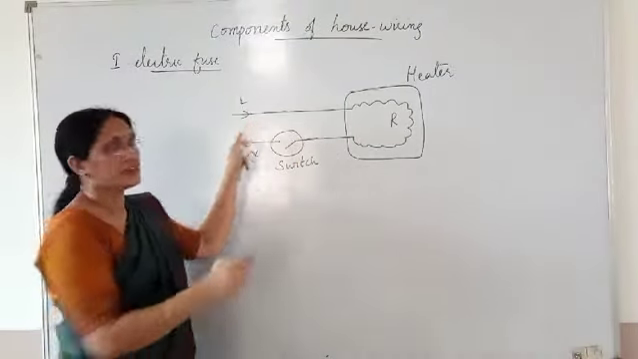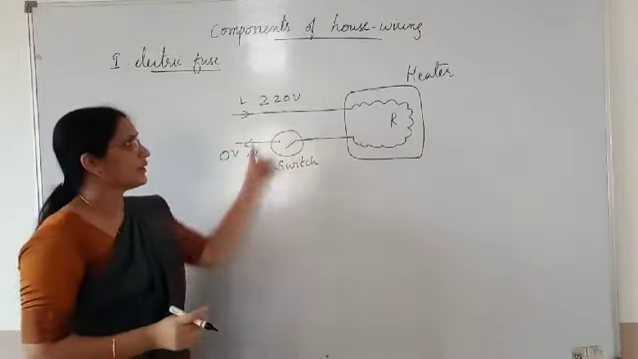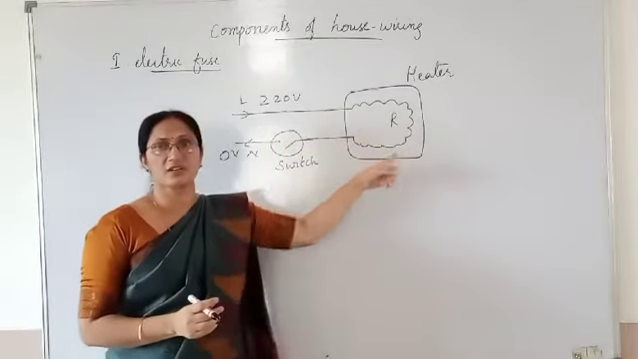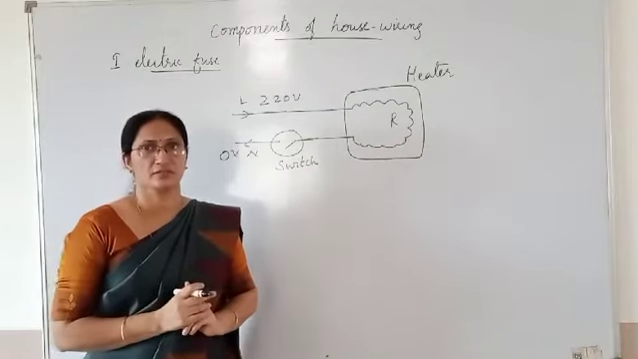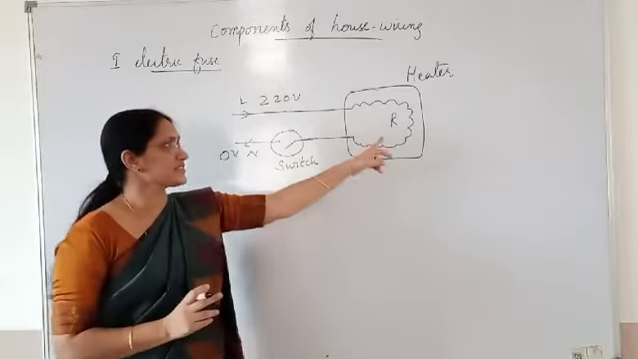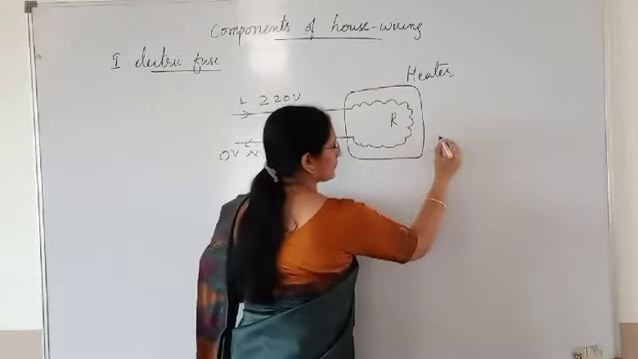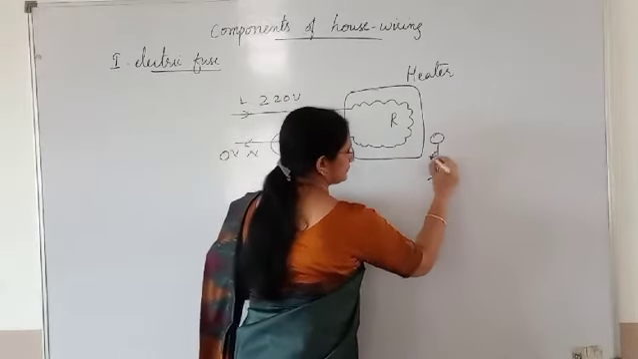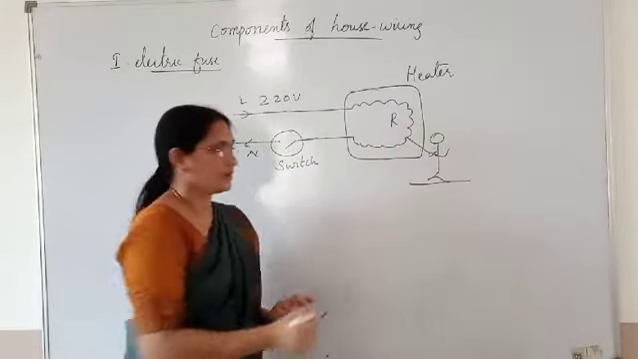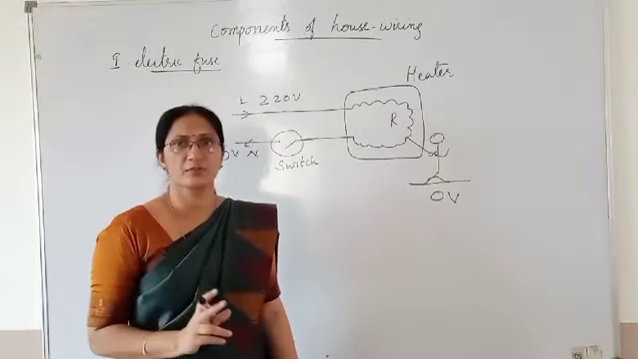You know the live wire is at 220 volt and the neutral wire at 0 volt. According to this diagram, the switch is in off position, so current will not flow in the circuit and the device will not function. In this situation, if someone touches this coil, what will happen? A person touches this coil. He is standing on the ground. Earth is at 0 volt potential.